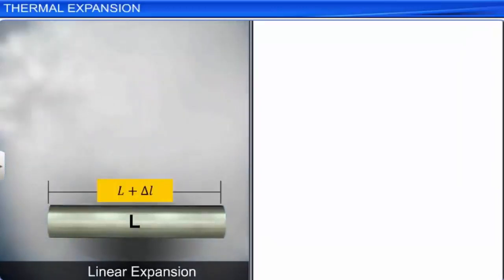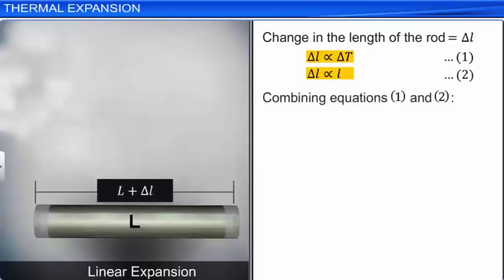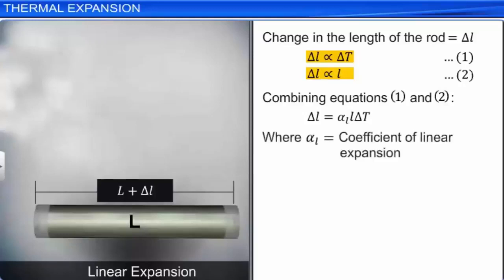It is experimentally observed that the change in the length of the rod, delta L, is directly proportional to the change in its temperature, delta T, and also directly proportional to the initial length of the rod. Thus, we get equations 1 and 2. Combining equations 1 and 2, we get the expression delta L equal to alpha L into L into delta T, where alpha L is the proportionality constant called the coefficient of linear expansion and is characteristic of the material of the rod. The fractional change in length, delta L by L, is equal to alpha L into delta T.